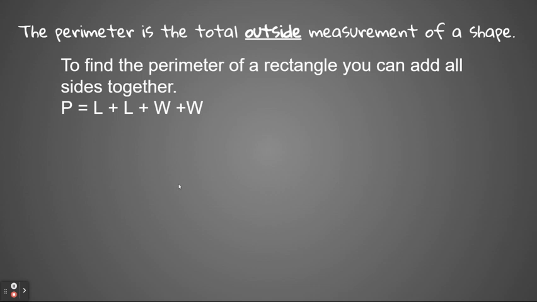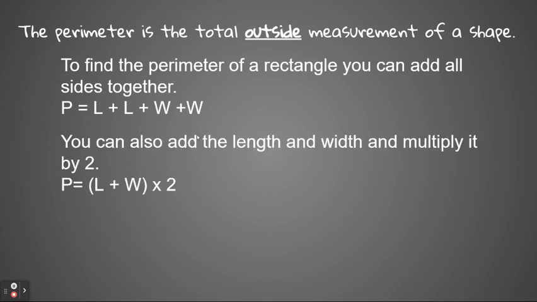So to find the perimeter of a rectangle, you can do it in many ways. One way is adding all the sides together. So our formula would look like perimeter, or P, equals length plus width plus length plus width. So that's one easy way to do it.